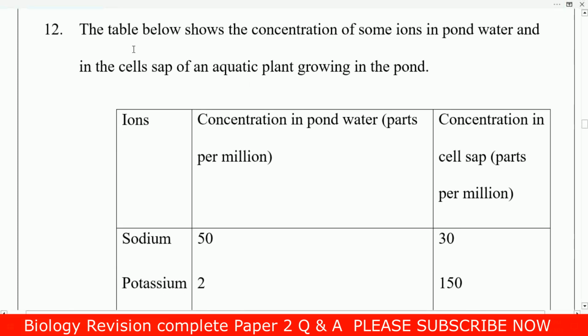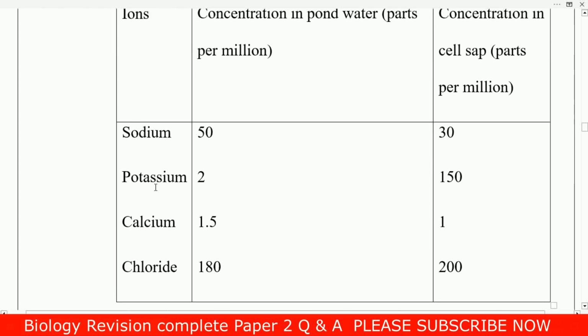Question number 12, you're told the table below shows the concentration of some ions in pond water and in the cell sap of an aquatic plant growing in a pond. So they are showing you a concentration of some ions in pond water, that is in water, and cell sap, and that one is in an aquatic plant, that is a plant that grows in water. So we have ions, different types. We have sodium, potassium, calcium, and chloride.